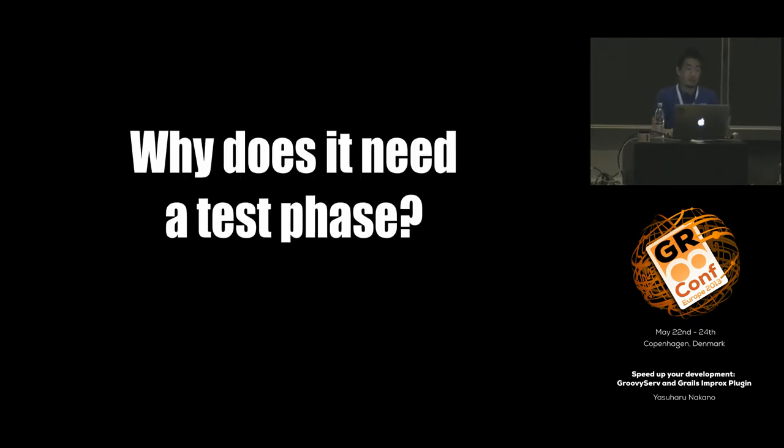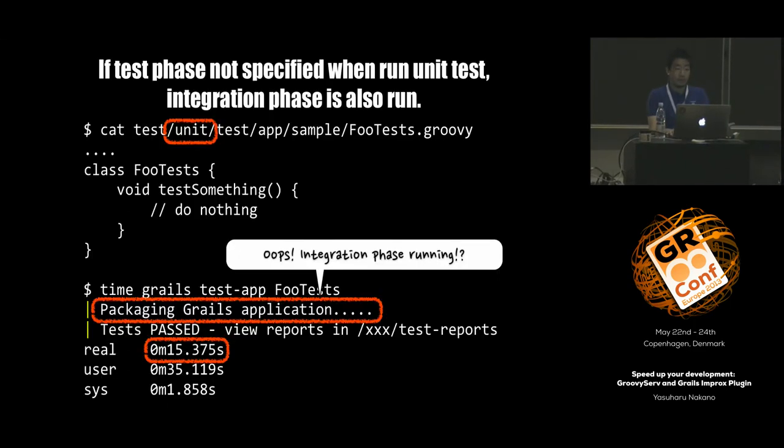It is clear that specifying the target test class name is effective for performance. But why does it need a test phase? The reason is this. If you run a test without specifying a phase and only with the test class name, Grails tries to run both unit and integration test phases. Even though the test is a unit test and there is no integration test which has the same name, an integration phase is run. Waiting for the end of the integration phase is just a waste of time. Too bad. It's very, very slow.